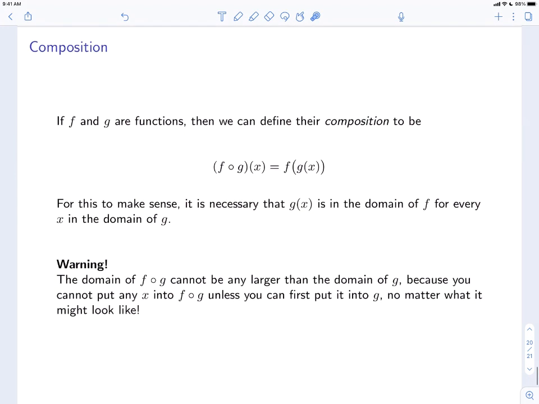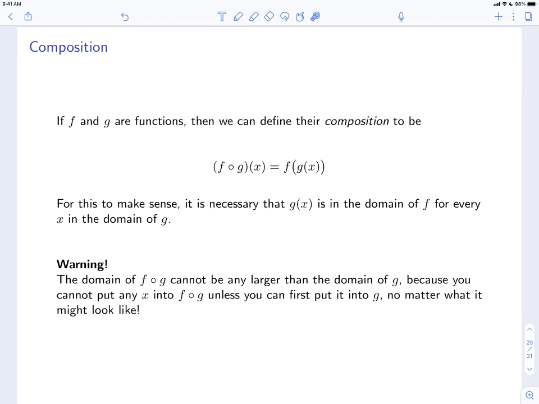Another way that you can take old functions and make new functions is through something called composition. So f composed with g is a new function that's obtained by evaluating f at g evaluated at x. In other words, we take the input x and plug that into g, and that will give you a certain output. Whatever that output is from g, you plug that into f, and that becomes your new input.